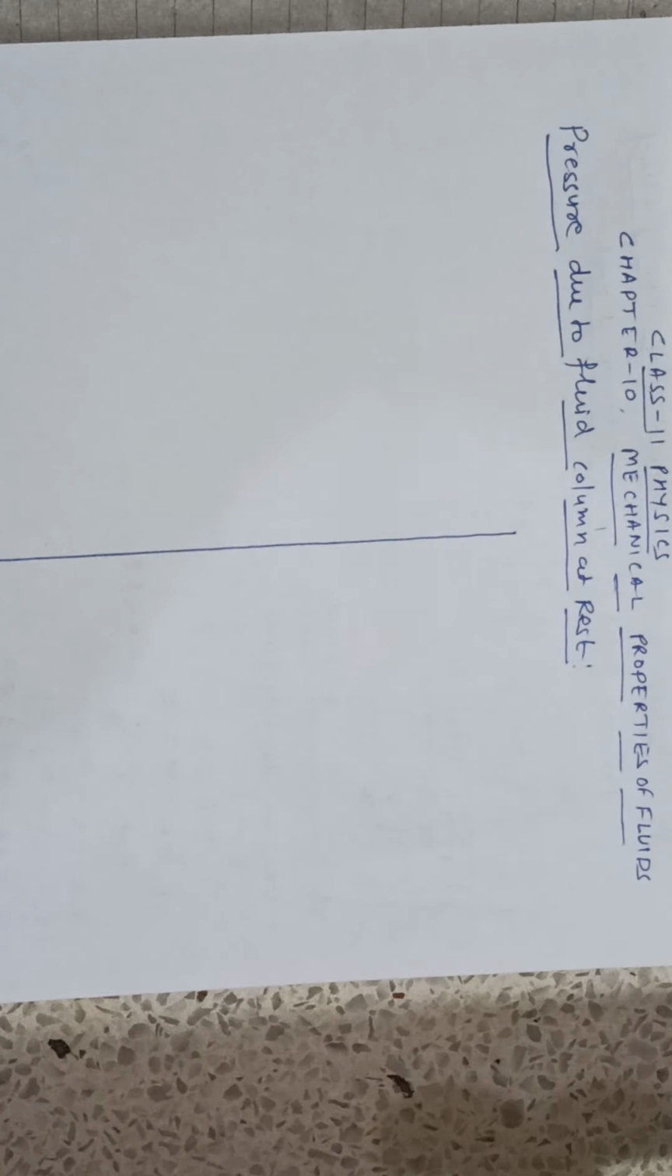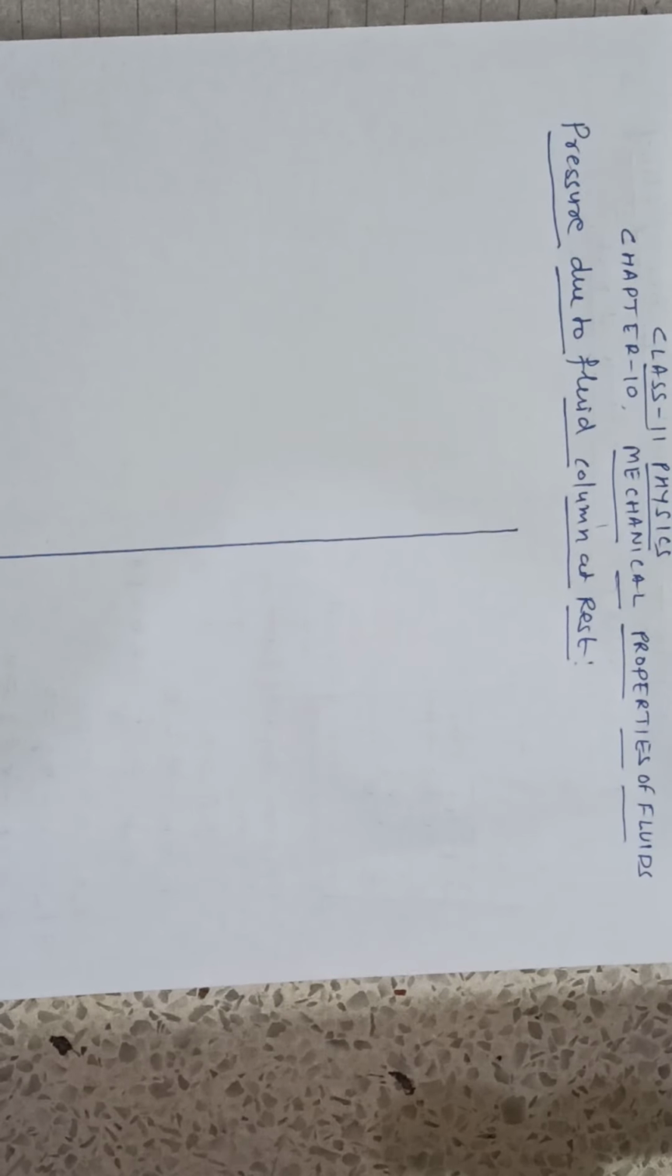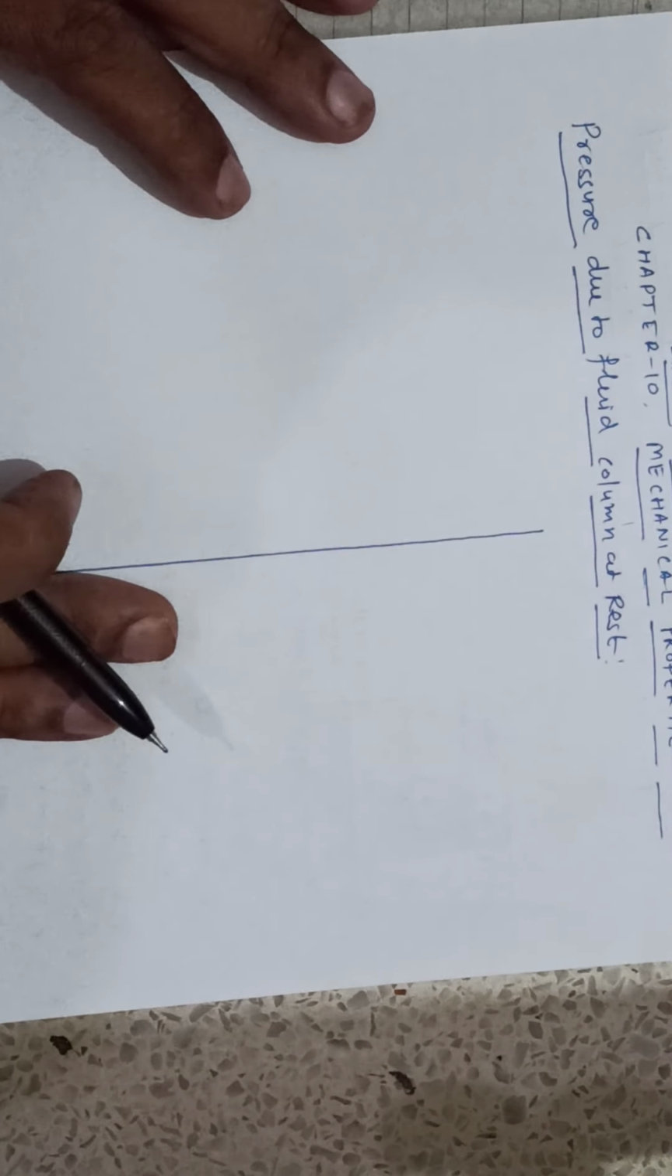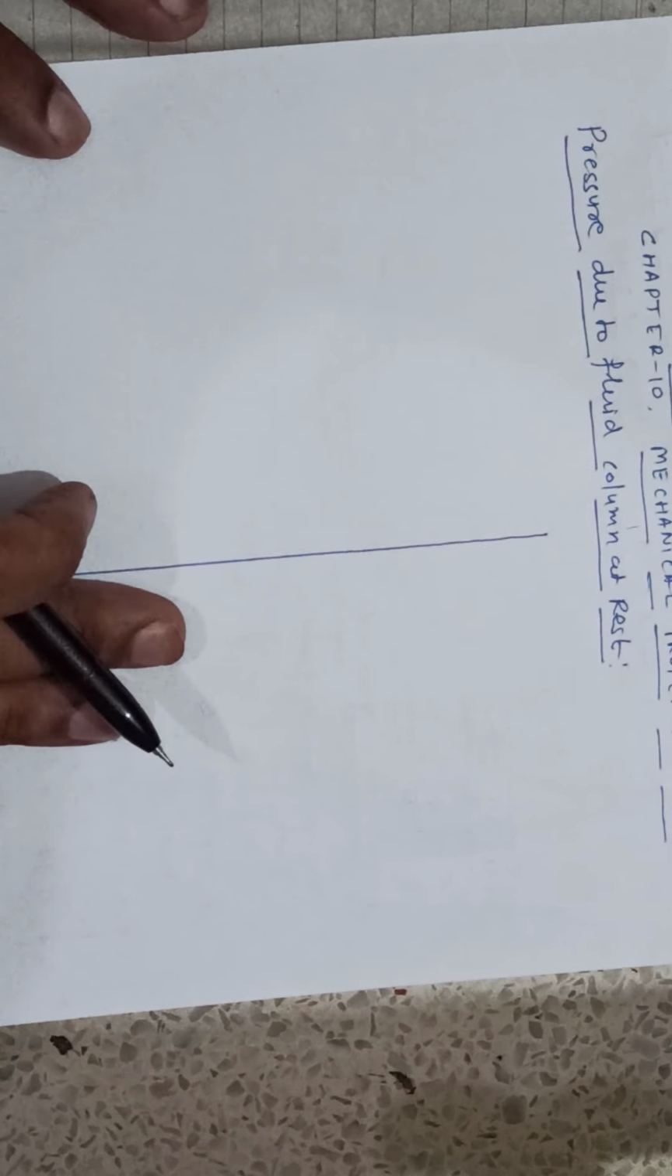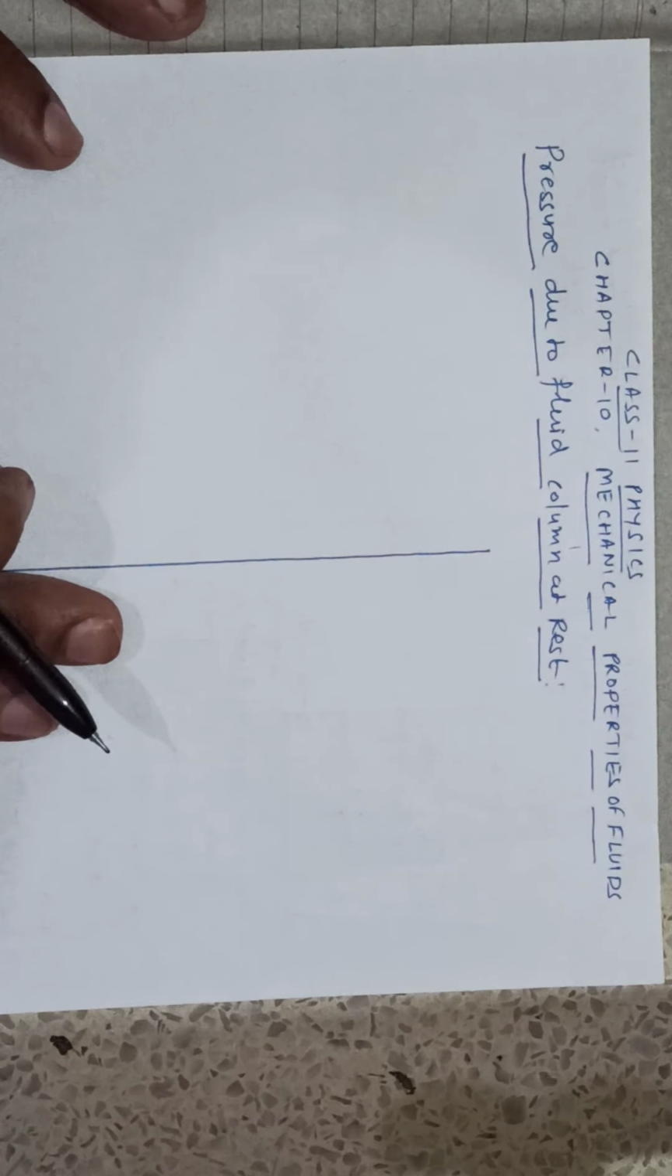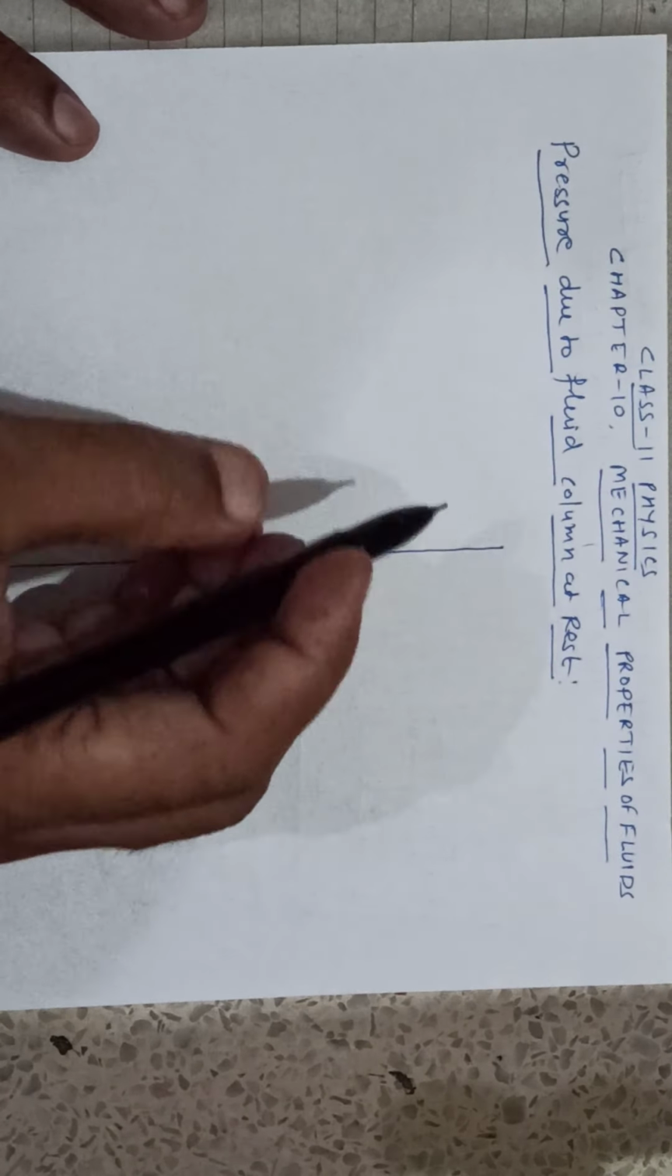This is chapter 10 of class 11th physics, which is mechanical properties of fluids. In this chapter, our topic today is pressure due to a fluid column at rest. What is the effect of the fluid column, that is the height of the column, on the pressure? We will study this topic.